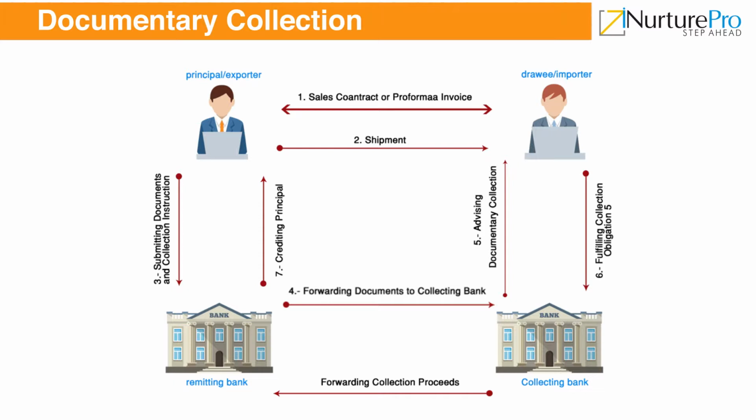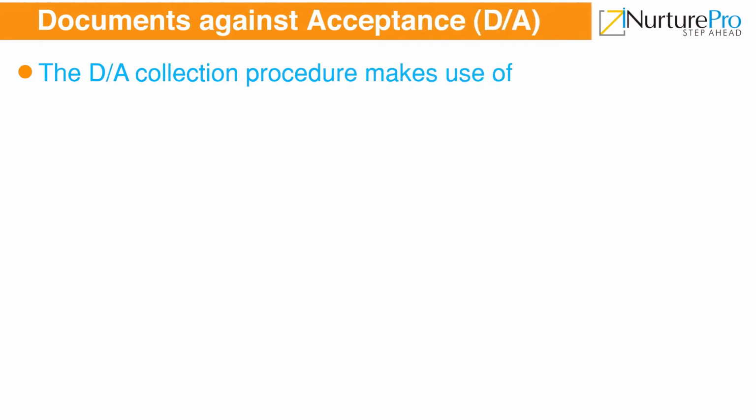Now let's look at the types of documentary collection. The DA collection procedure makes use of a term or time draft. A time draft is a foreign check guaranteed by the issuing bank but not payable in full until after a specified time period once it has been received and accepted. These are short-term credit used for carrying trade transactions in import and export. In DA, the documents required to claim the ownership of goods are released by the clearing bank only when the importer has accepted the time draft drawn upon him.